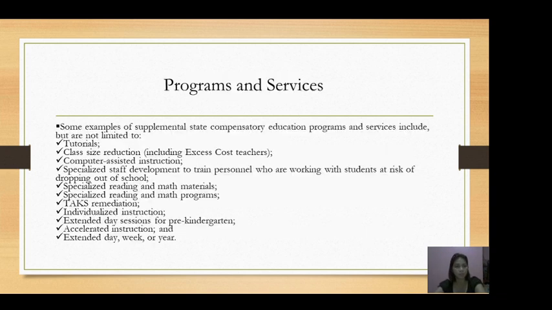Some examples of supplemental state compensatory education programs and services include, but are not limited to: tutorials; class size reduction, including excess cost teachers; computer-assisted instruction; specialized staff development to train personnel who are working with students at risk of dropping out of school; specialized reading and math materials; specialized reading and math programs; test remediation; individualized instruction; extended day sessions for pre-kindergarten; accelerated instruction; and lastly, extended day, week, or year.